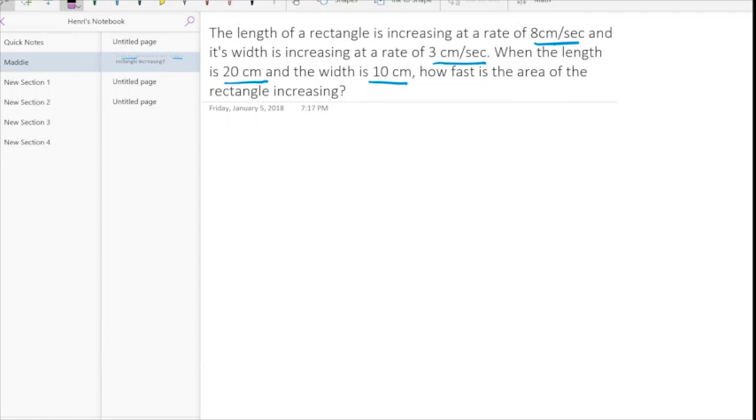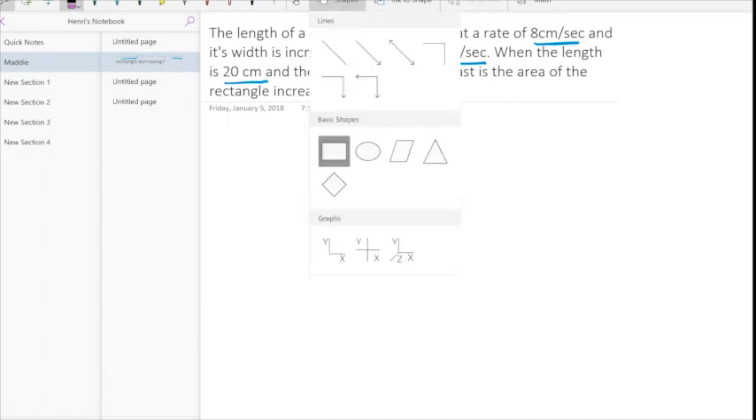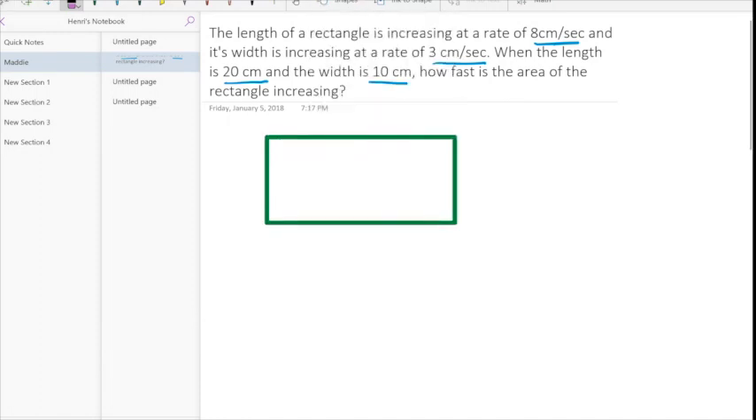So the problem says the length of a rectangle is increasing at a rate of 8 centimeters per second and its width is increasing at a rate of 3 centimeters per second. When the length is 20 centimeters and the width is 10 centimeters, how fast is the area of the rectangle increasing? So first I'm going to draw the rectangle or the box.